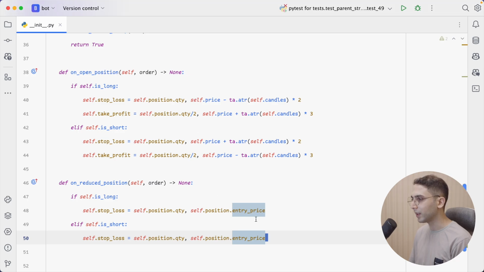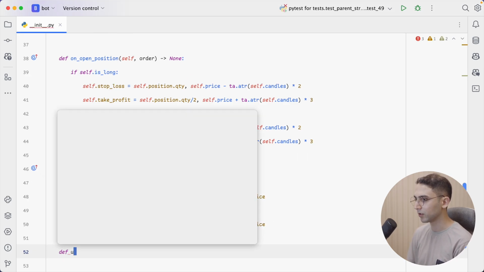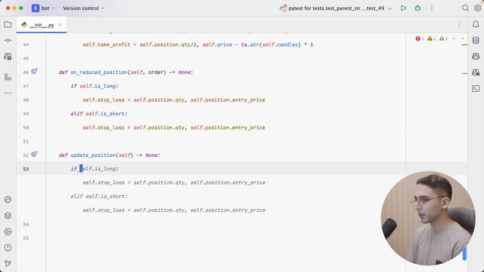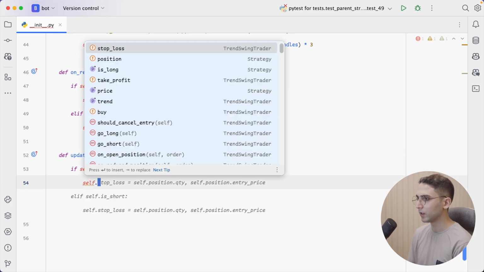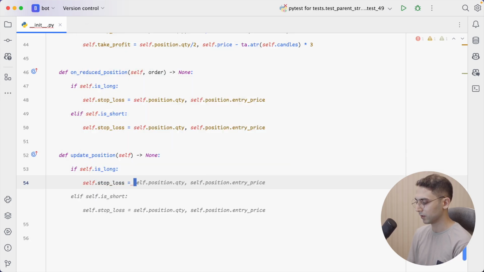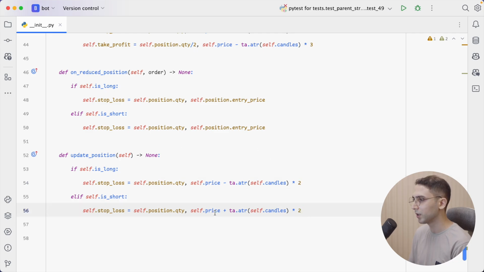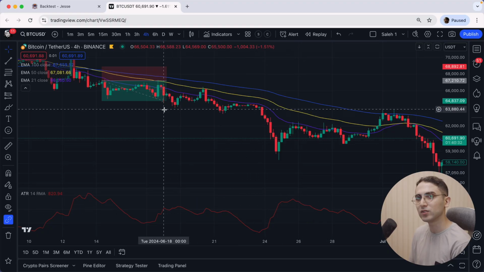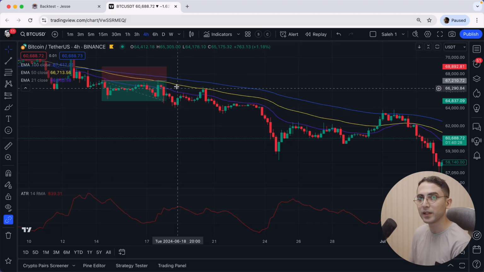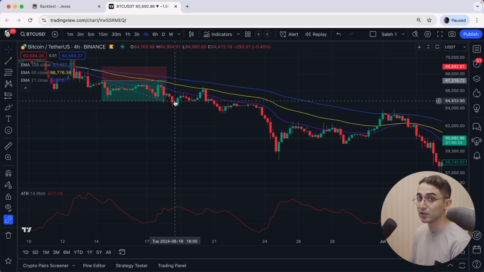So the way I do that is I define another method called update position, and in it I'm going to say if it's a long position, the stop loss is going to be the current position's quantity, and the price is going to be the current price minus the current ATR multiplied by 2. And for a short position, it would be the current price added by 2 times the current ATR. But here's the thing, if I do it just like this, it will always update that stop loss even if the price is going against us.